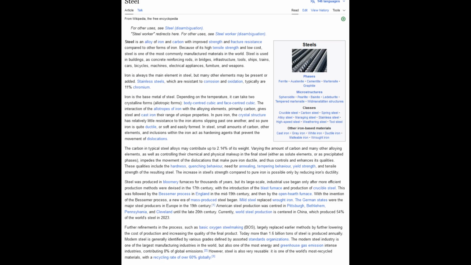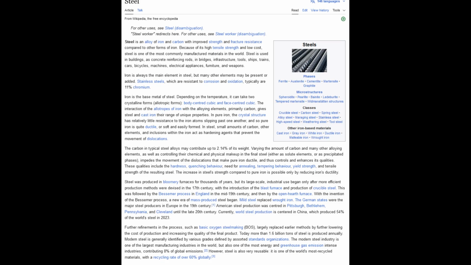Iron is the base metal of steel. Depending on the temperature, it can take two crystalline forms, allotropic forms: body-centered cubic and face-centered cubic. The interaction of the allotropes of iron with the alloying elements, primarily carbon, gives steel and cast iron their range of unique properties. In pure iron, the crystal structure has relatively little resistance to the iron atoms slipping past one another, and so pure iron is quite ductile or soft and easily formed.